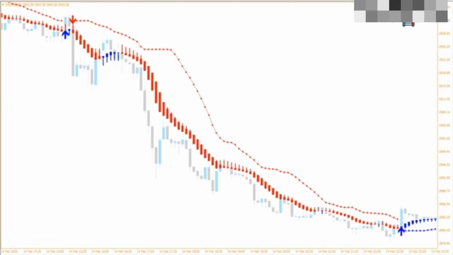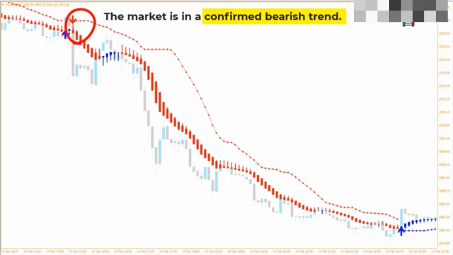Look at indicator profitable strategy 1 and indicator profitable strategy 2. If both are red, that tells us we are in a valid bearish trend. This is your first trading rule. If this condition isn't met, we don't proceed. Simple as that.